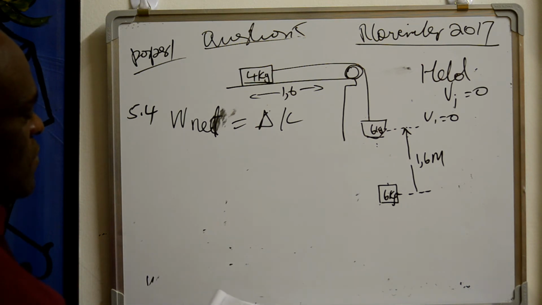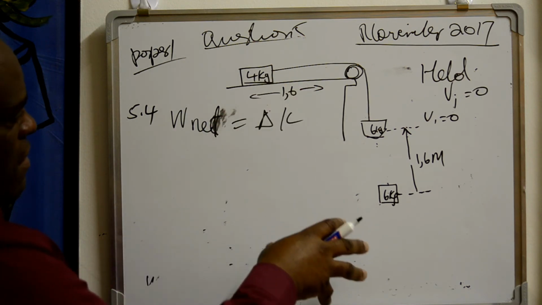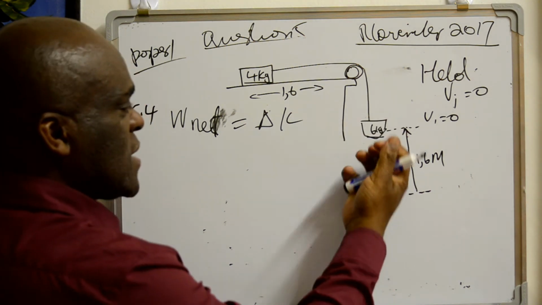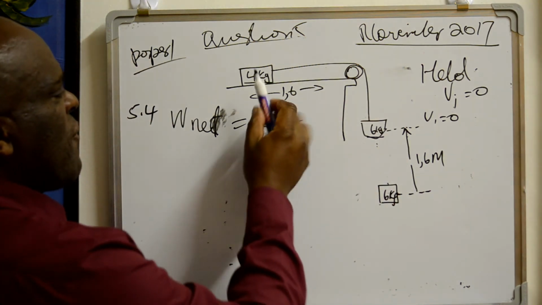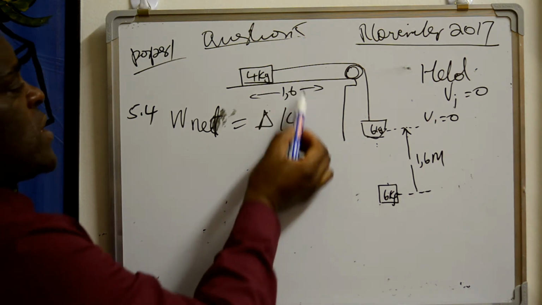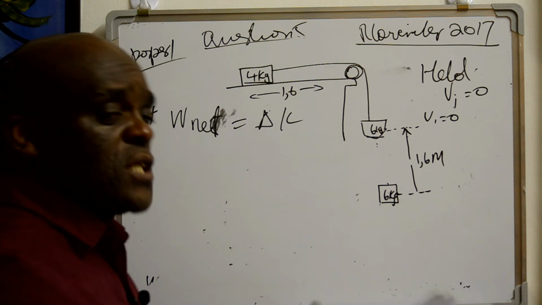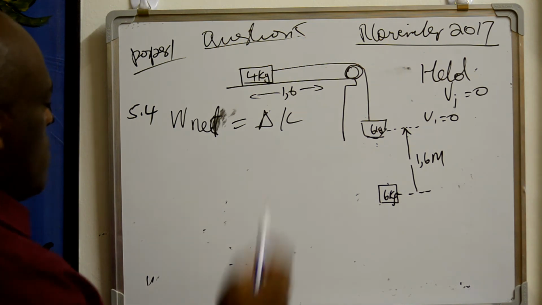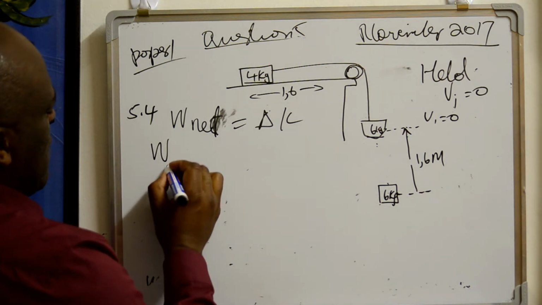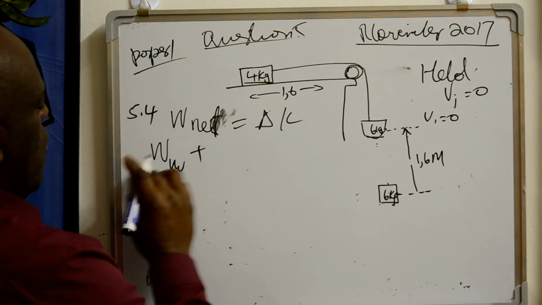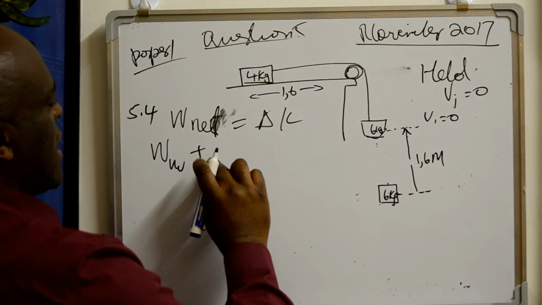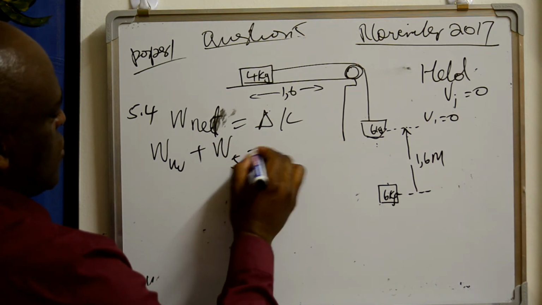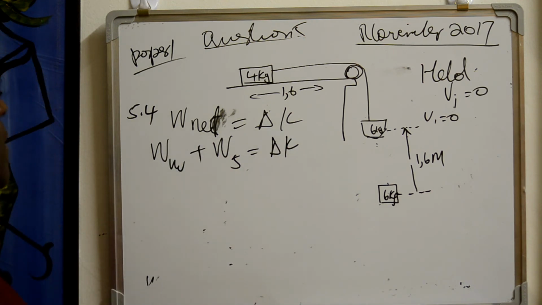But let's identify the forces that are acting on the whole system. We have the force of gravity that tries to pull the 4 kg down. Then there is the friction force opposing the 6 kg, which is always acting in the opposite direction, the friction force by the surface of this table. So my net work involves the work done by the weight and the work done by the friction, which is equal to the change in kinetic energy.